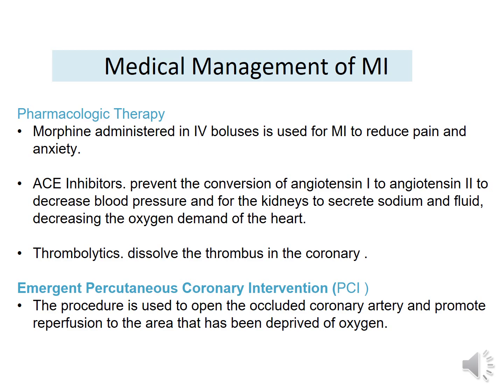ACE inhibitors, or as we called them previously, angiotensin inhibitors, prevent the conversion of angiotensin 1 to angiotensin 2 to decrease blood pressure and make the kidneys secrete sodium and fluid, decreasing the oxygen demand of the heart. This is the main job of ACE inhibitors. Thrombolytics dissolve the thrombus in the coronary, preventing further thrombus. And in case there is a thrombus, they try to dissolve it.